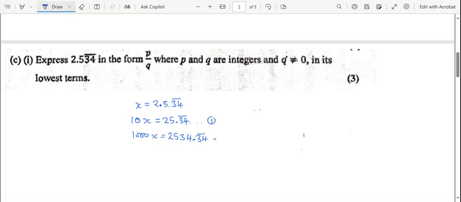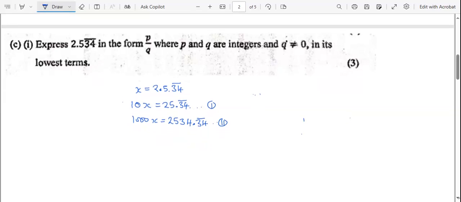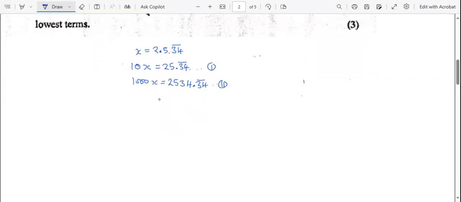So these are the two equations that we have. The duty now is to subtract these two equations. That's all, then we are done. So say equation 2 minus equation 1, and then you will be well and good. So what we are going to do is subtract 1000x minus 10x.